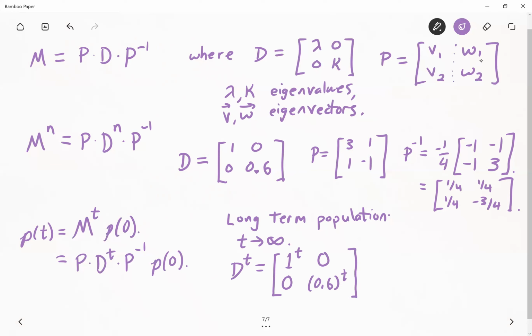Well, 1 to any power is still equal to 1, and a number less than 1, raised to a large power, gets smaller and smaller. So this matrix actually will become the matrix 1, 0, 0, 0 in the limit. And that's going to give us a pretty nice long-term population formula.